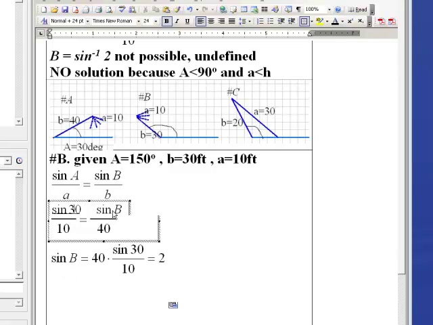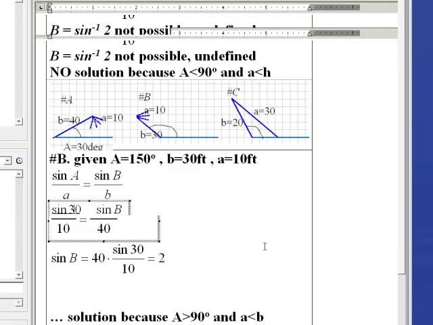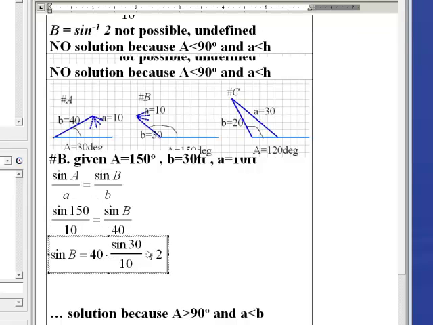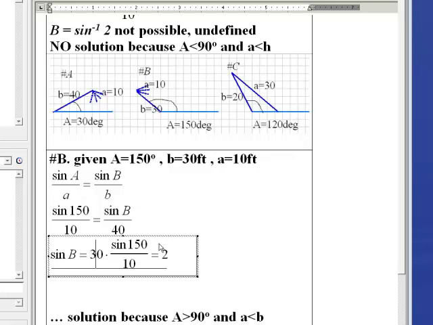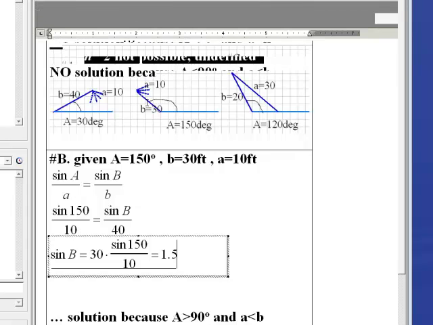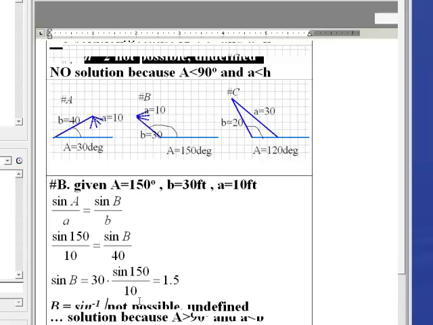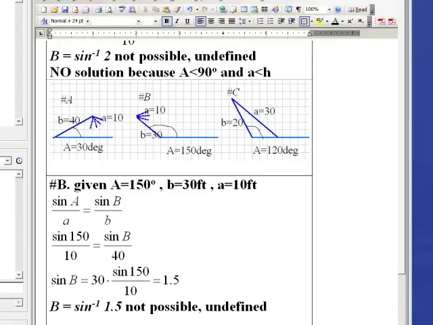The only thing that changed from the last problem is the angle of 150 degrees. We solve for B. So 150, and I guess we have 30 here. Sine of 150 is also 1/2 times 30 over 10, which is 3, of course, comes out to 1.5. And now we do the same argument as we did before. That we try to take the inverse sine of 1.5. That is not possible, undefined. And we have, again, no solution.